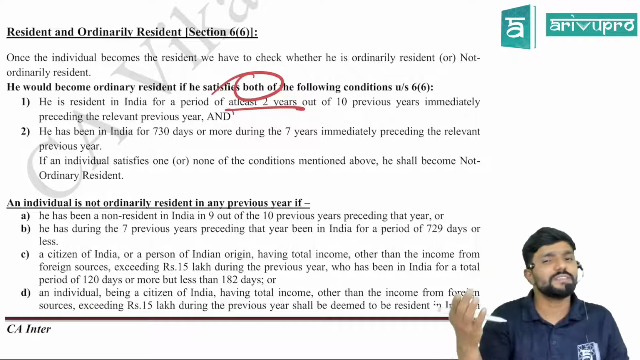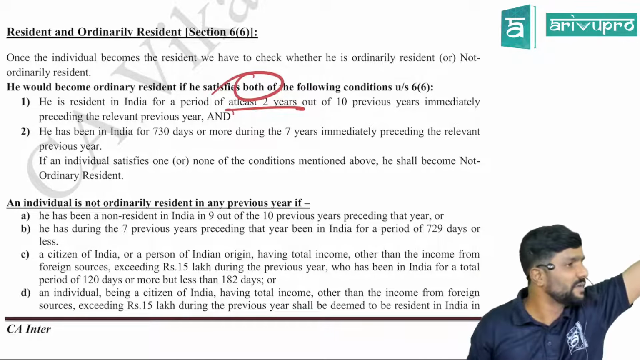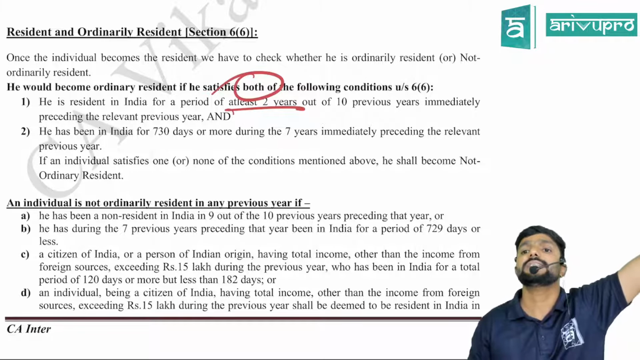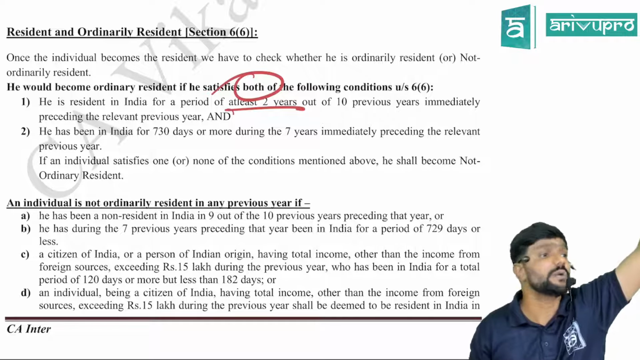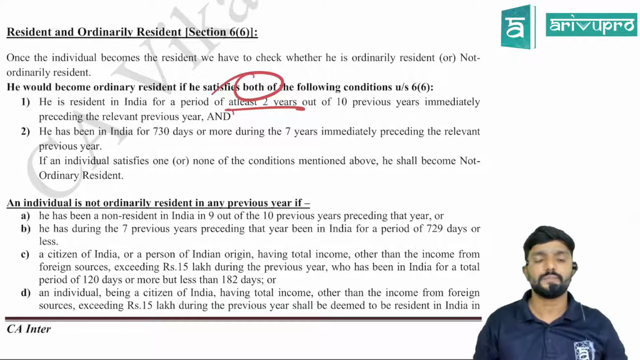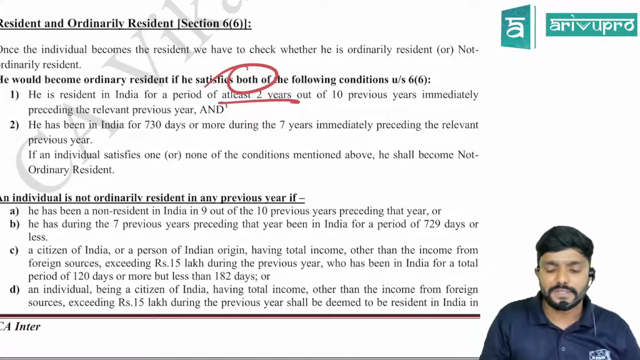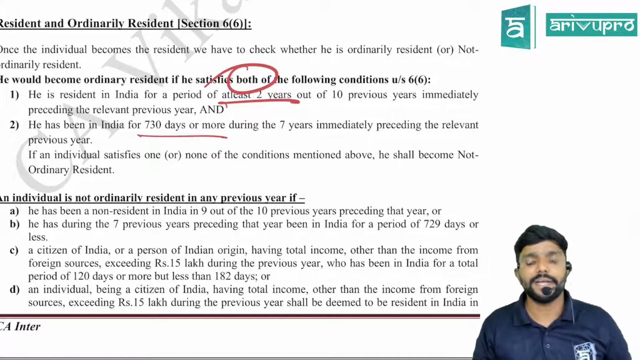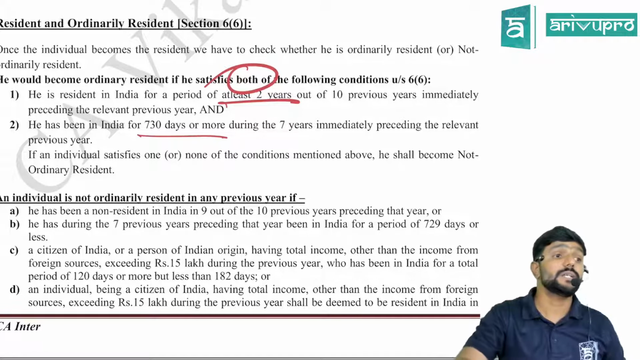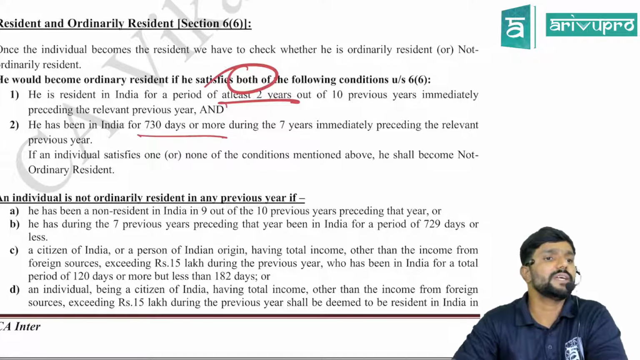So obviously for this, what we have to check? Go back to section 6(1) and check. For that respective year, you have to check whether that individual satisfied the 6(1) condition in that year. Only then he or she will become resident in that year. Next, the second one: he has been in India for 730 days or more during the 7 years immediately preceding the relevant previous year. All 7 years put together 730 days, guys.